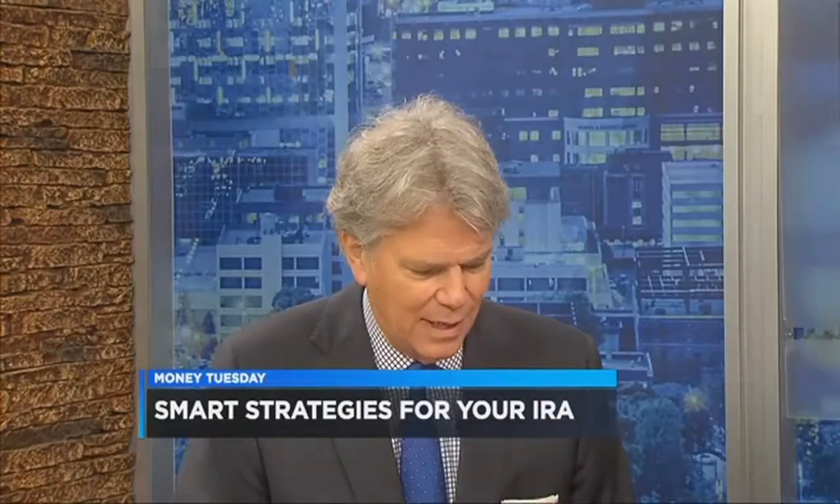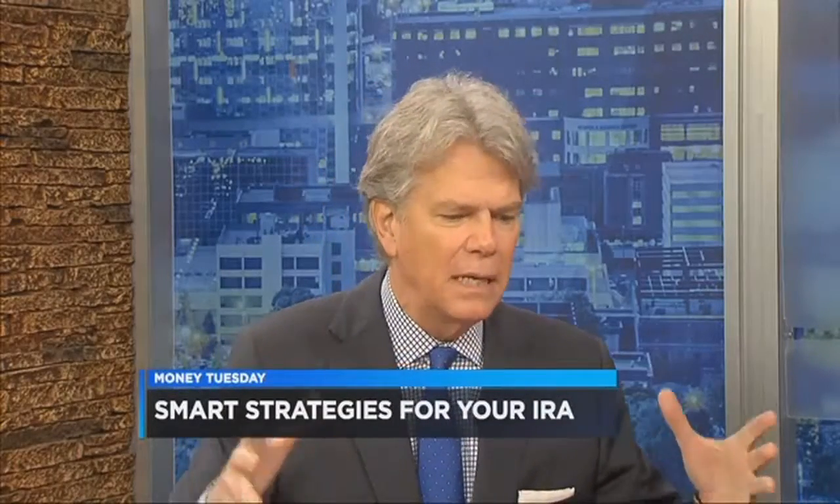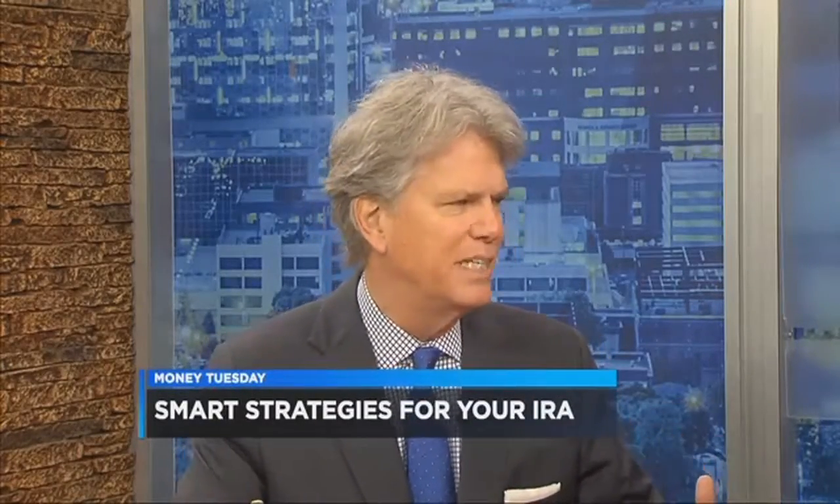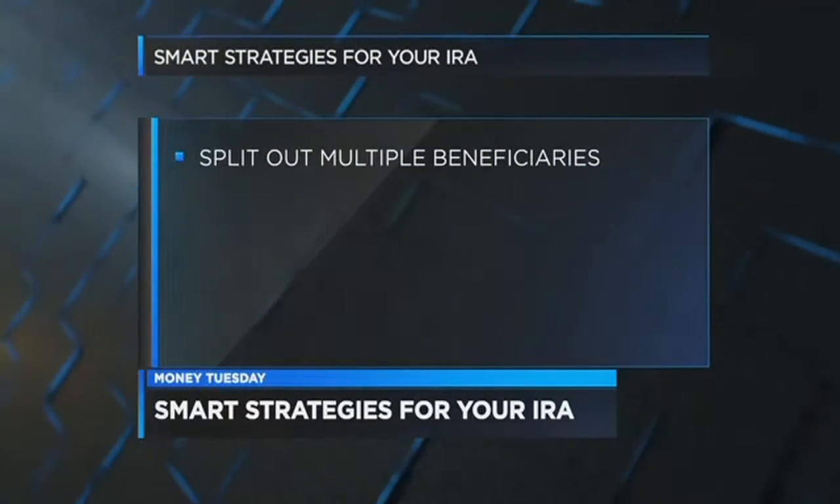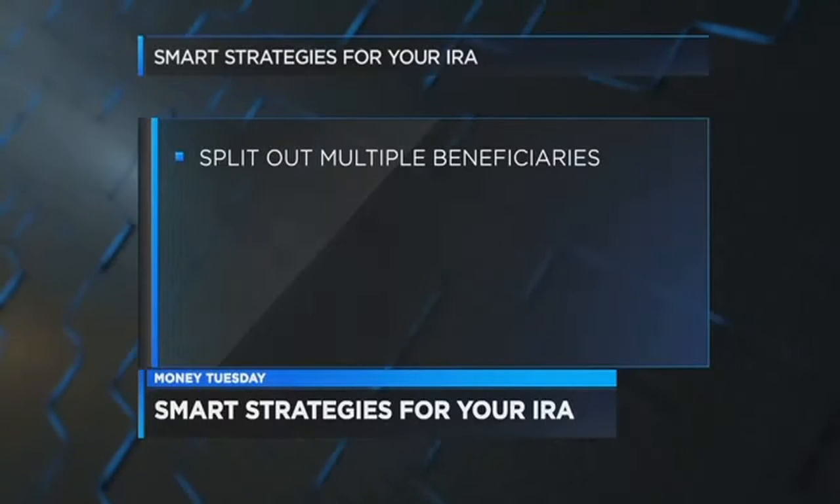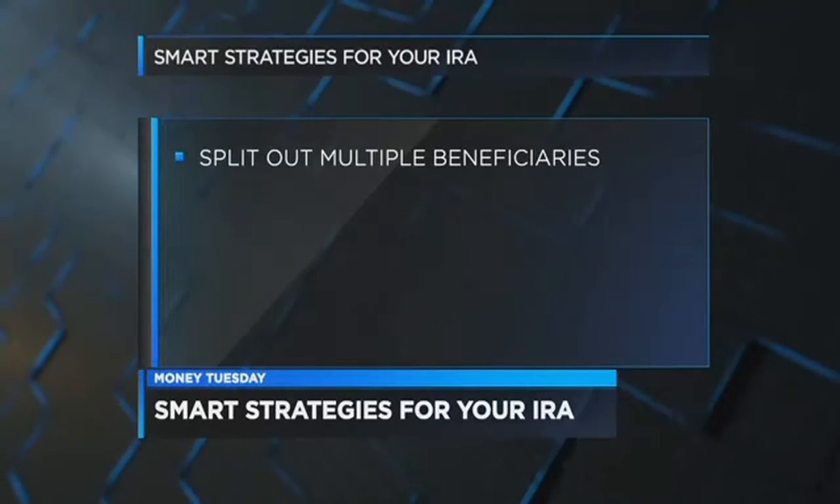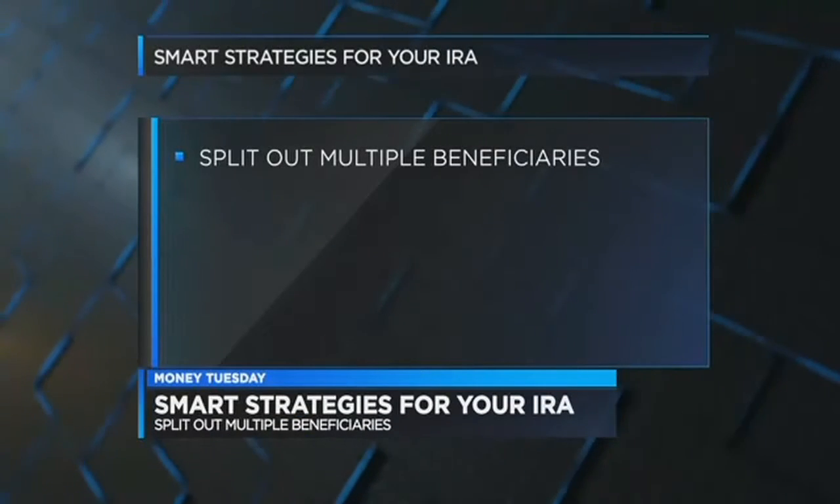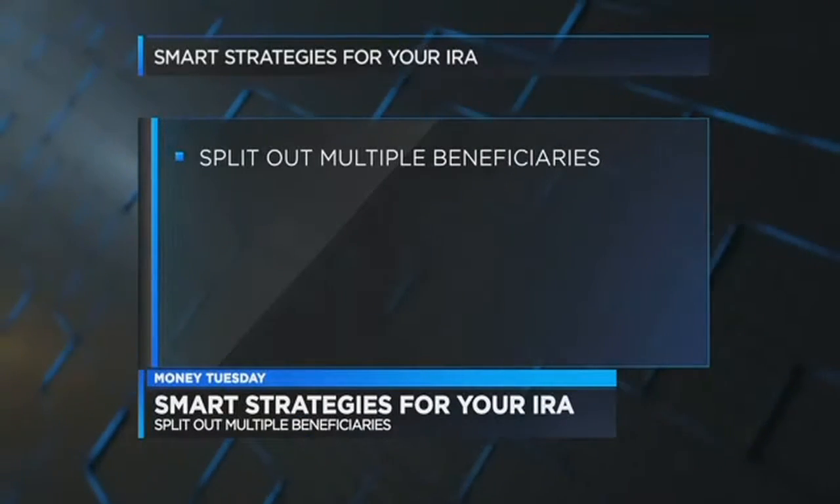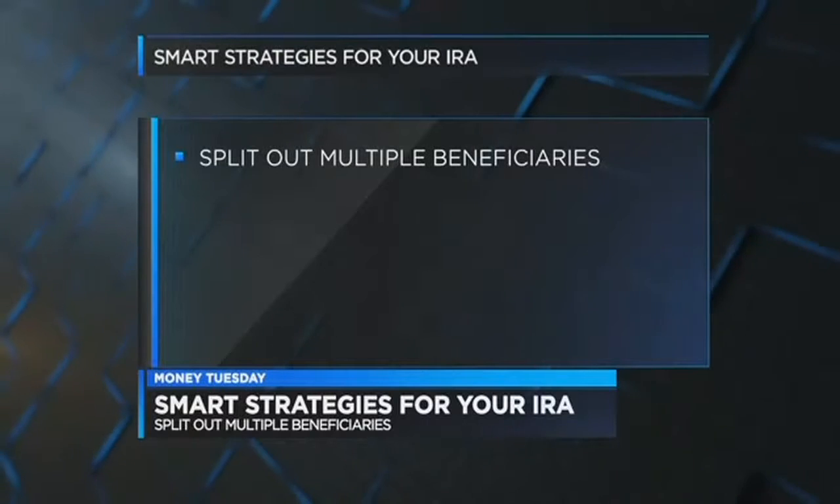Yeah, we did good. So this one is split out multiple beneficiaries. Typically a parent's going to leave, let's say, the 3 children as the beneficiary of the IRA. A lot of times there's a lot of separation between the ages of the eldest and the youngest, and you've got to split those out into separate inherited IRAs, and you have to do it by December 31st of the year following the year of death.